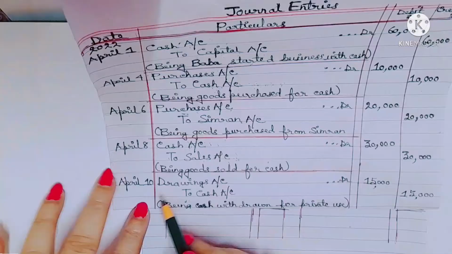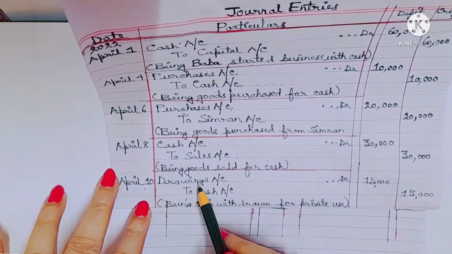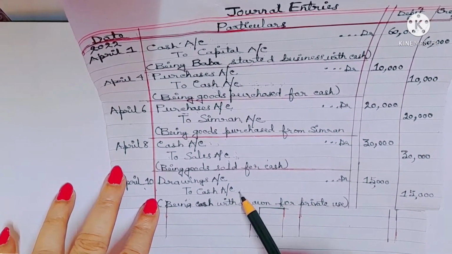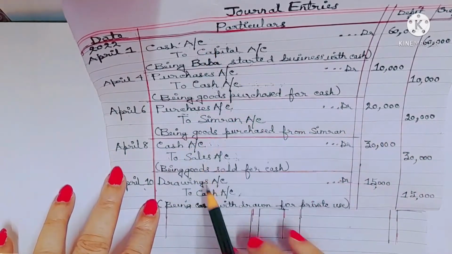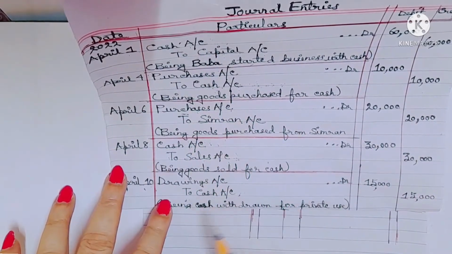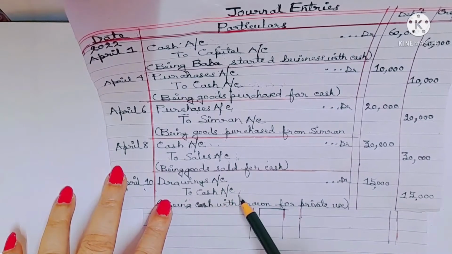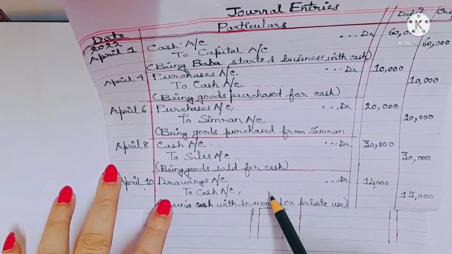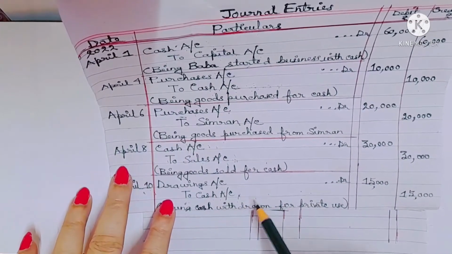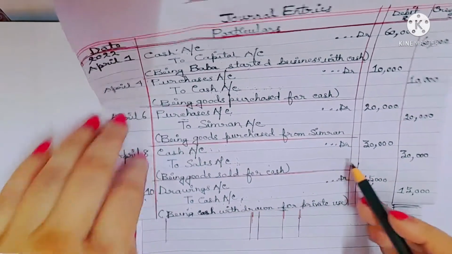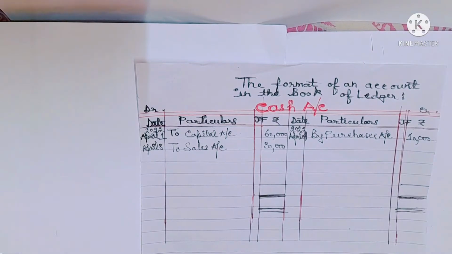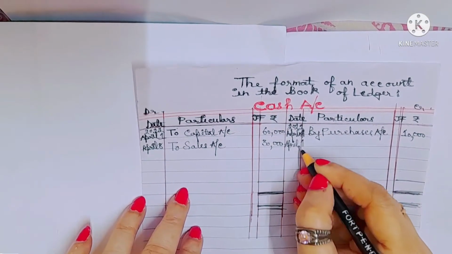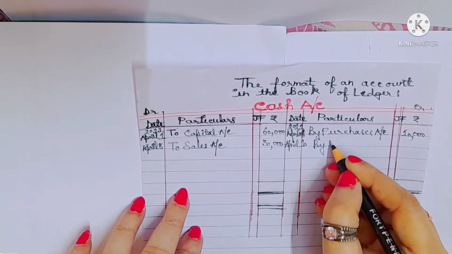Now see, 10th April, drawings account to cash account, a cash transaction. So for cash account, we'll leave everything else. Only we'll concentrate on cash account. Drawings account debit to cash account. Where is cash account? On the credit side. Since cash account is on the credit side, drawings will always appear on the credit side. 15,000. April 10. By drawings account.